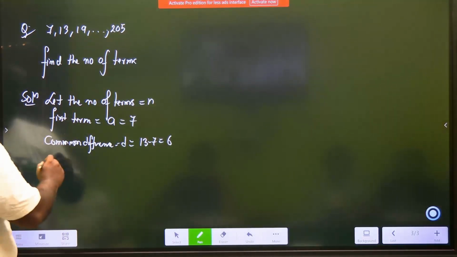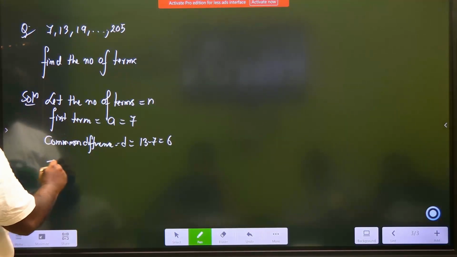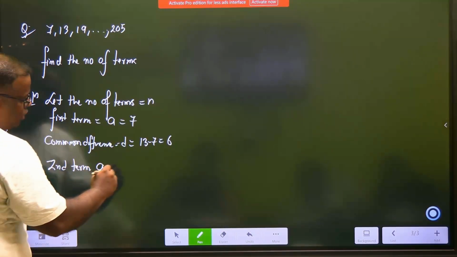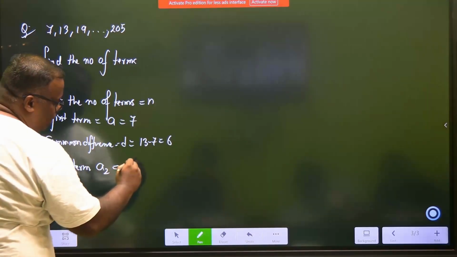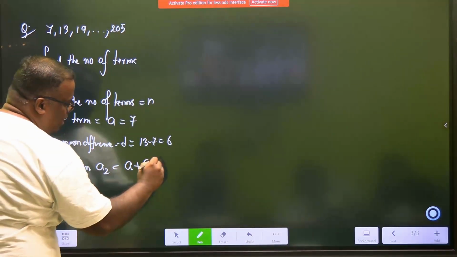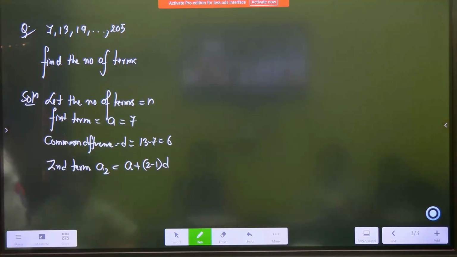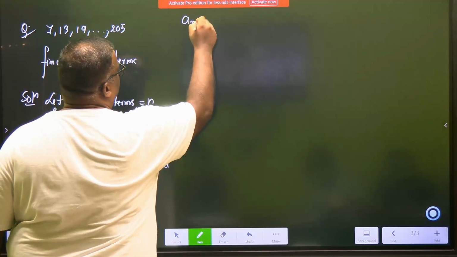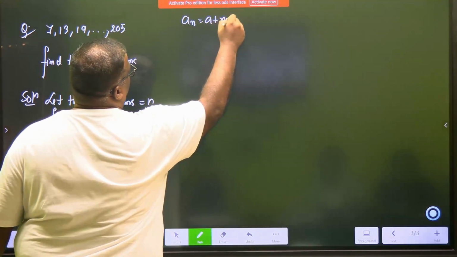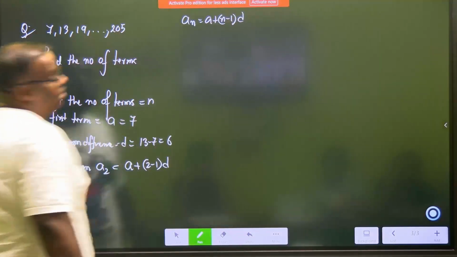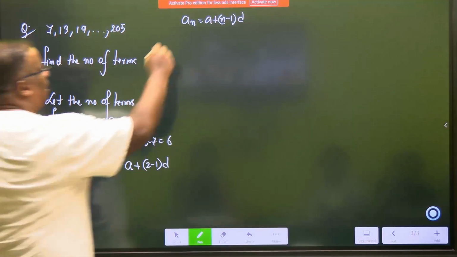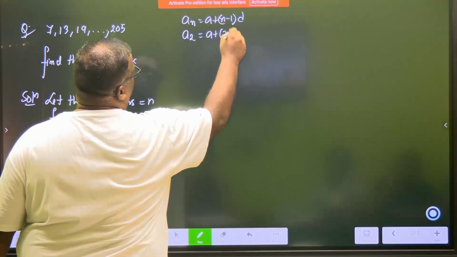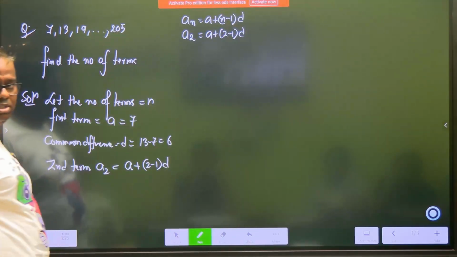Now pick any one number. Let's say second term. Second term is a2. a2 should be equal to a plus 2 minus 1 into d. Yes or no? Because the general formula, always remember the general formula. an is equal to a plus n minus 1 into d. This is the general formula. If this is the general formula, I said a2 should be equal to a plus 2 minus 1 into d. Nothing wrong I have written.